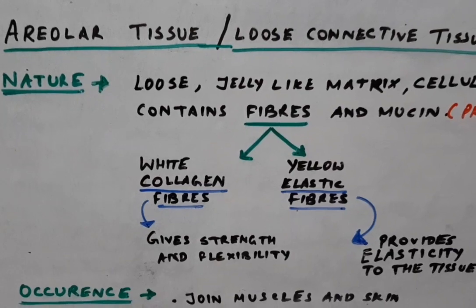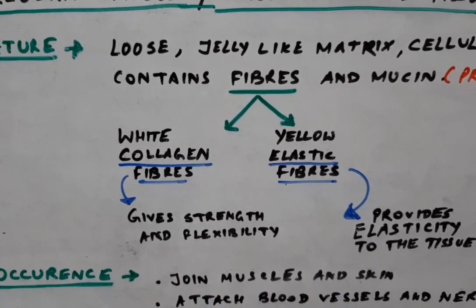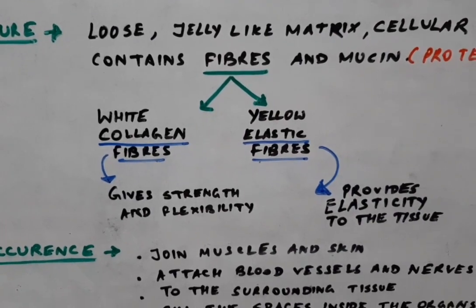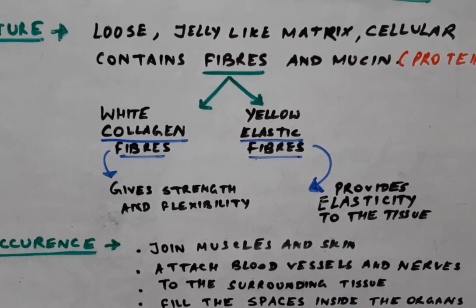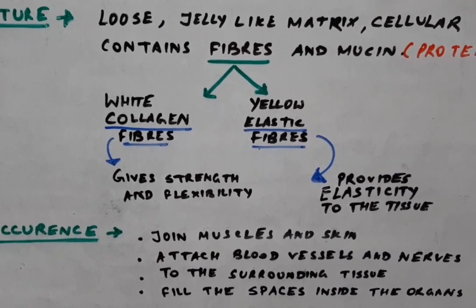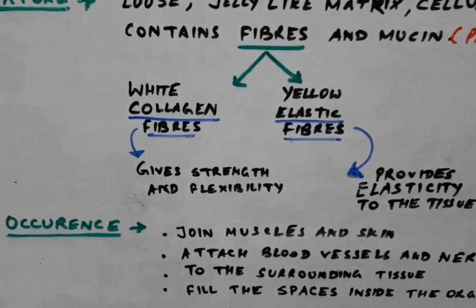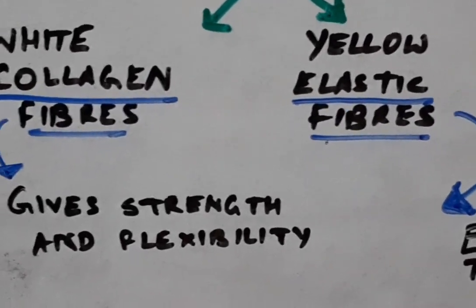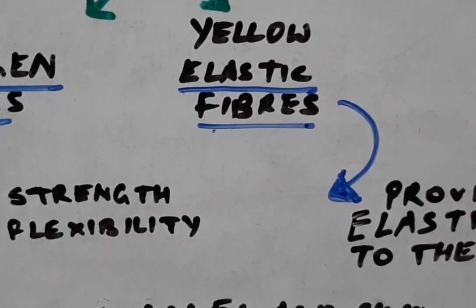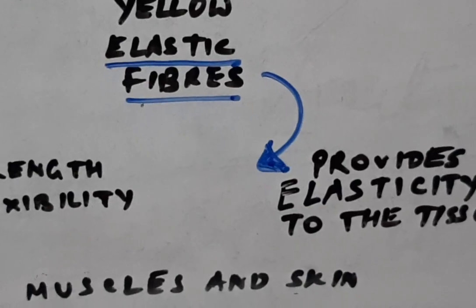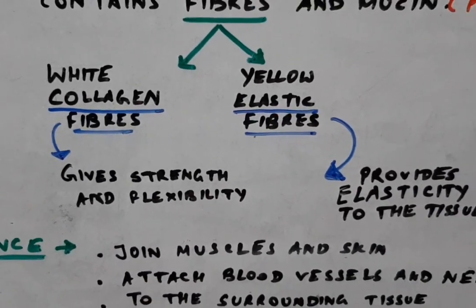Now what is the nature of this type of tissue? The tissue is loose, and a jelly-like matrix is present in it. They are cellular in nature and contain fibers and a protein called mucin. Now what are the 2 types of fibers in areolar tissue? The white collagen fibers give strength and flexibility, while the yellow elastic fibers provide elasticity to the tissue. So these are the 2 types of fibers present in this tissue.